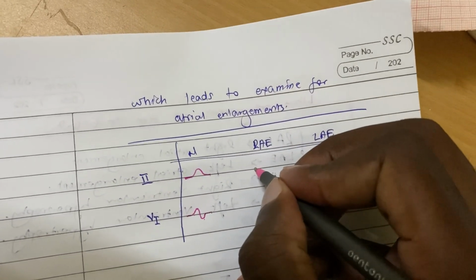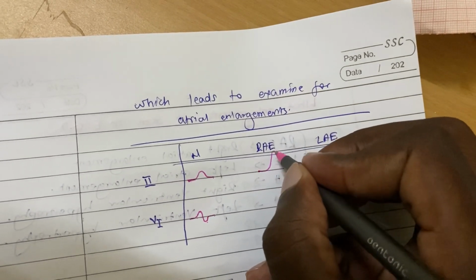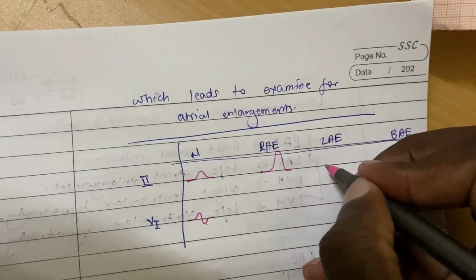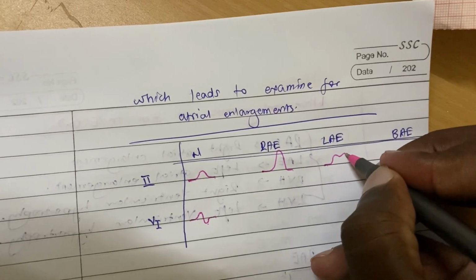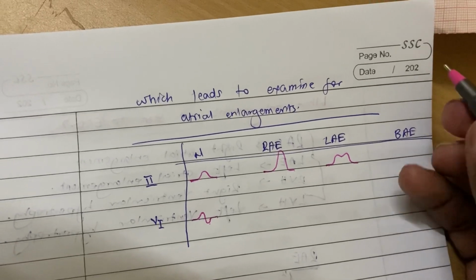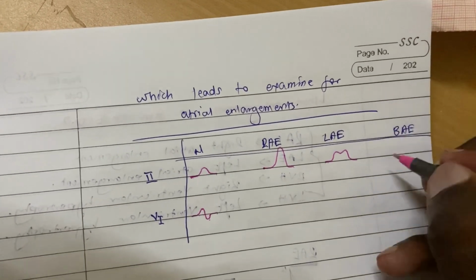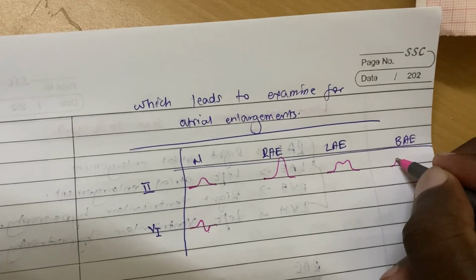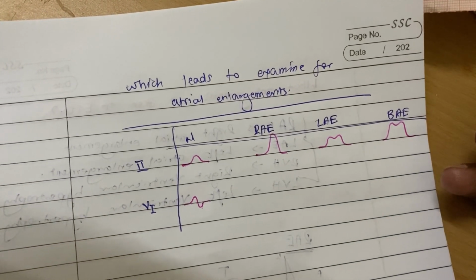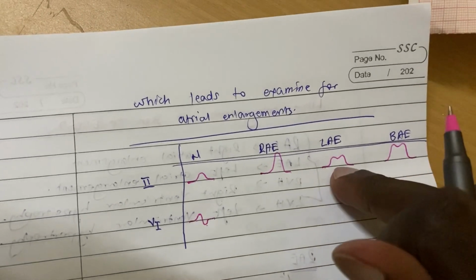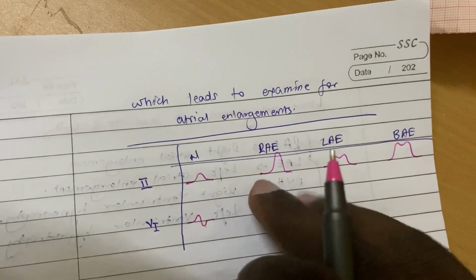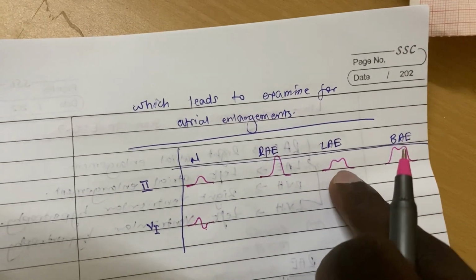And P mitral, P pulmonale, we said it will be peaked like that. And then in left atrial enlargement, lead 2 will be M-shaped. And then in biatrial enlargement, both criteria, it will be tall. This is taller than this, but wider also, like this. This is taller and narrower compared to this.